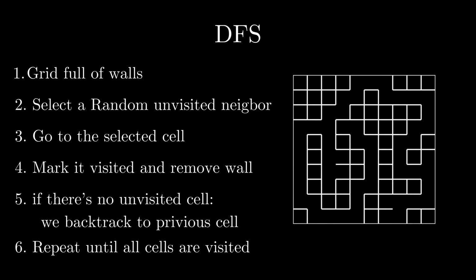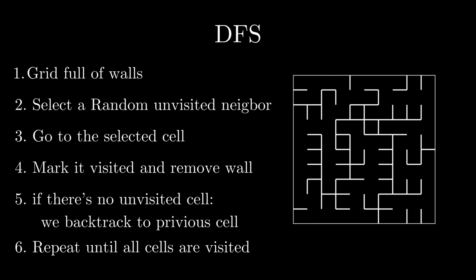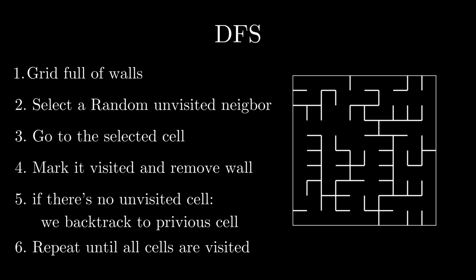This exploration and backtracking create a complex network of passages. The maze is complete when every cell is visited and connected, forming a single continuous path between any 2 points without loops.